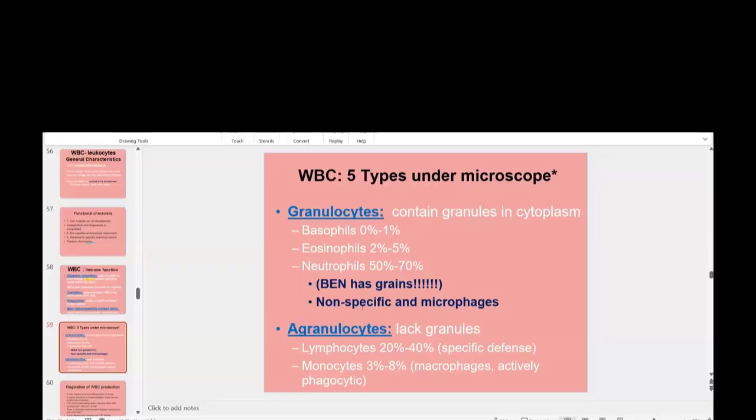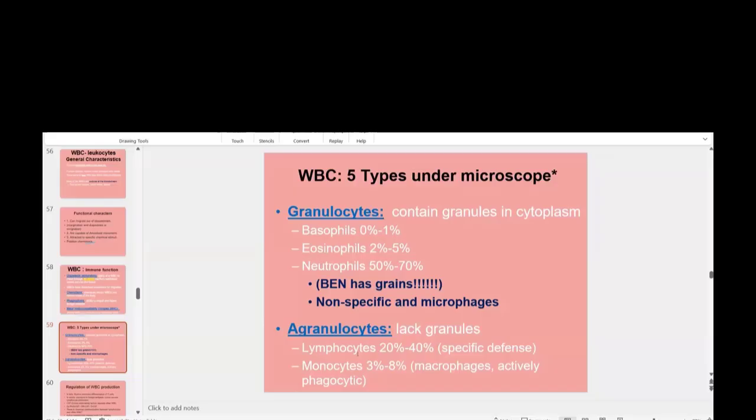Now the agranulocytes lack granules, and they are the lymphocytes and the monocytes. And monocytes are macrophages. Macro means big. These three are micro, they are smaller. Monocytes especially are macrophages, actively phagocytic. Out of all of these, these ones are like the first line of defense. When we go to the chapter on immunity, I will explain that. But the more aggressive kind of attack would be done by the lymphocytes.